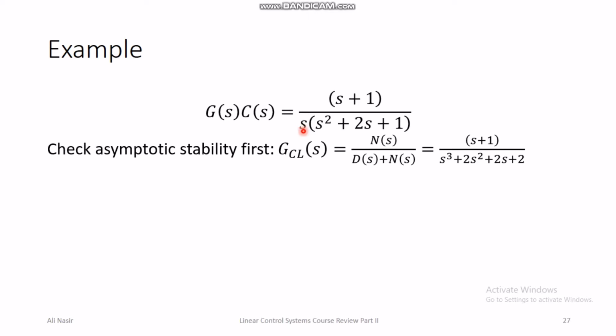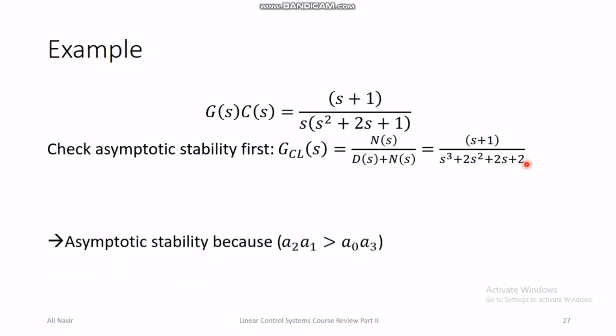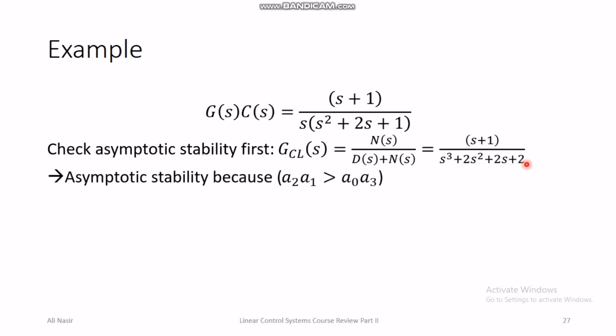But first of all, we have to determine whether this system is asymptotically stable or not, because if this system is not asymptotically stable, then the discussion of steady state error is irrelevant. So we find the closed loop transfer function by numerator divided by denominator plus numerator. So this is (s plus 1) over (s cube plus 2s square plus 2s plus 1), and it is asymptotically stable because this criterion is met. Here 2 into 2 is 4, which is greater than 1 into 1. So this system indeed is asymptotically stable, right?